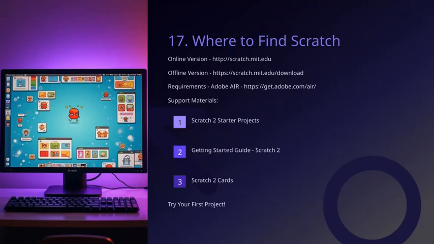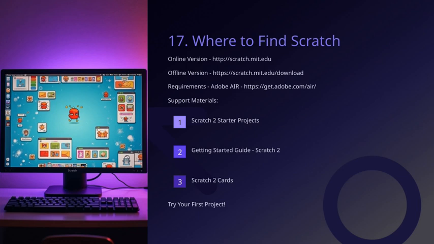Now let's talk about where you can find Scratch. You have two main options: the online version, which is available at scratch.mit.edu, and the offline version that you can download from scratch.mit.edu/download. If you're working offline or want to use Scratch without an internet connection, the download is the way to go.